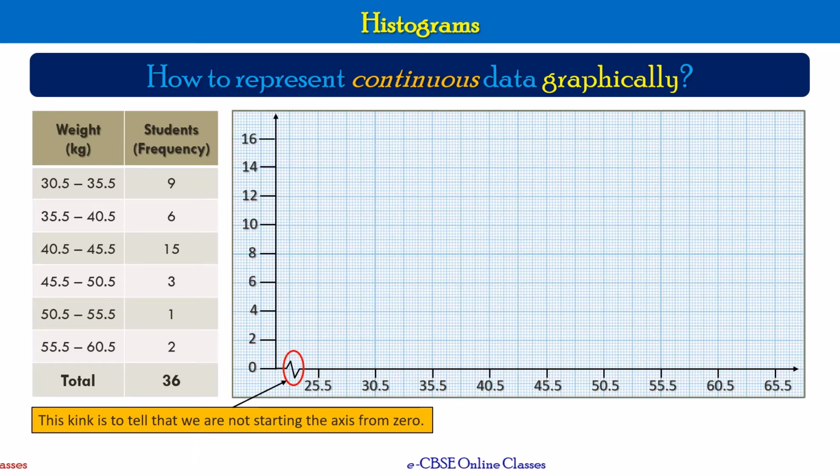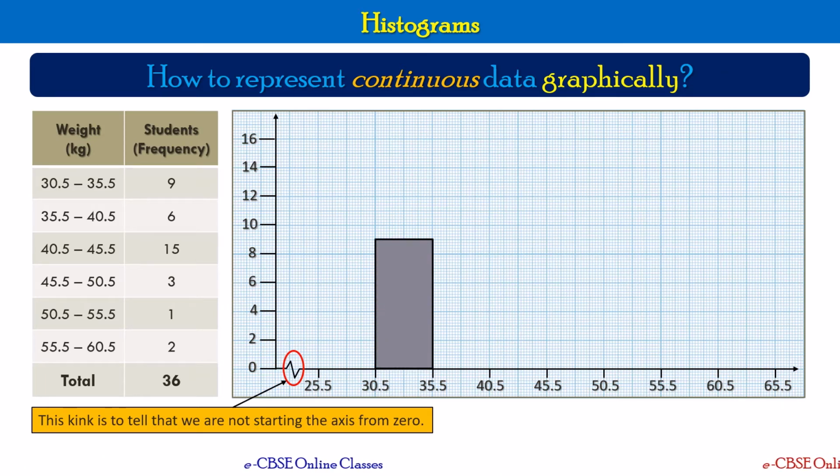Now just like in the bar charts, we will construct rectangular bars to demarcate the proportional value of the frequency. But here I am constructing the rectangles with a specific width from the lower boundary to upper boundary. So let me start with the first class 30.5 to 35.5. The frequency is 9. So I take the width from 30.5 to 35.5 and construct a rectangle which goes up to the height of 9.